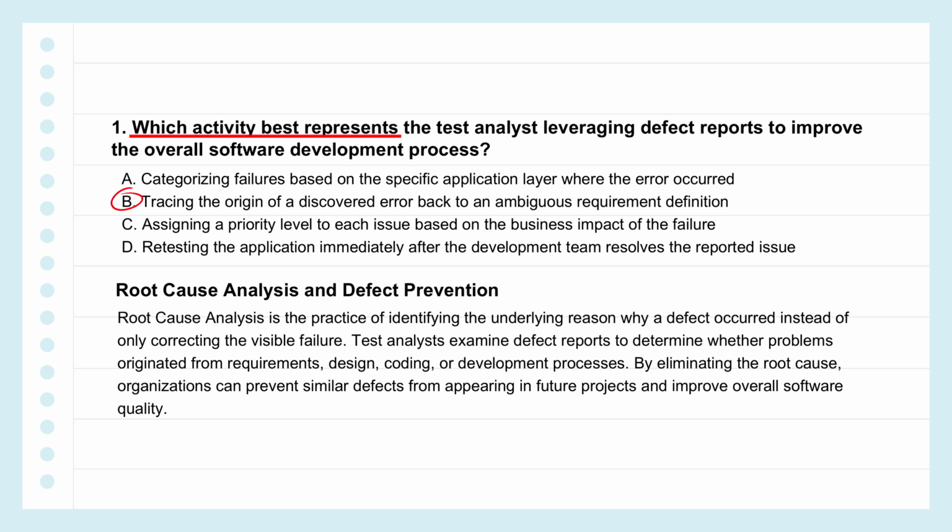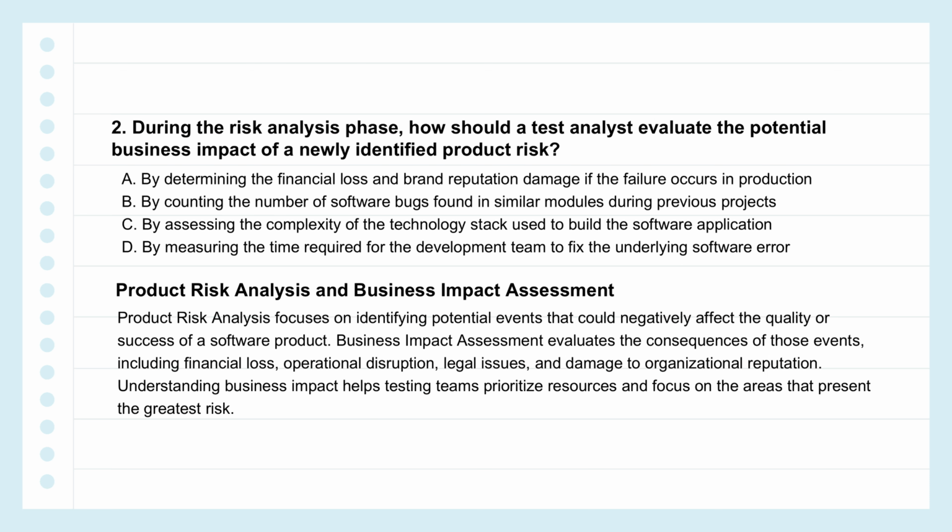But let's say a bug does slip through anyway. Question 2. During the risk analysis phase, how should a test analyst evaluate the potential business impact of a newly identified product risk? The correct answer is A. Financial loss and brand reputation damage define the severity of a product risk.